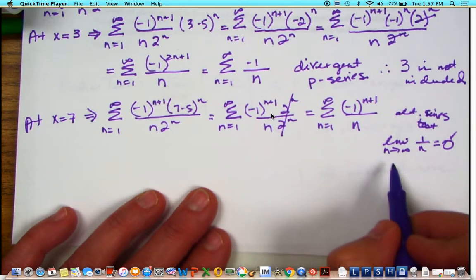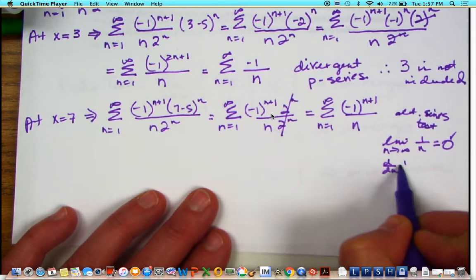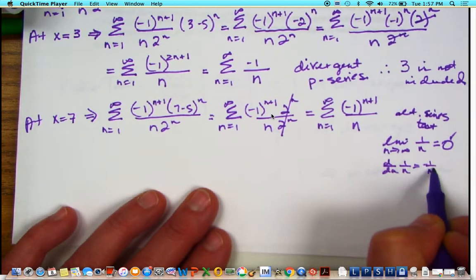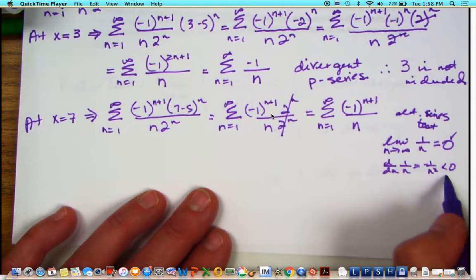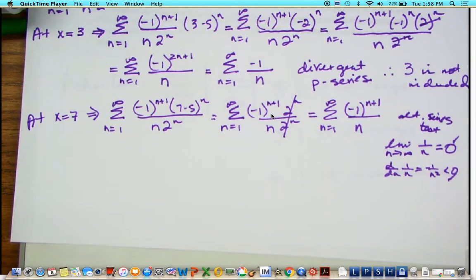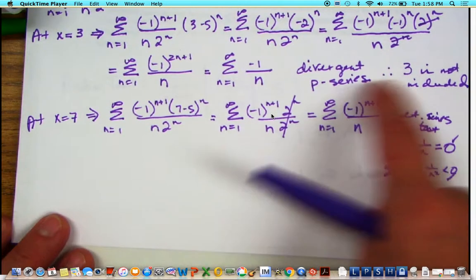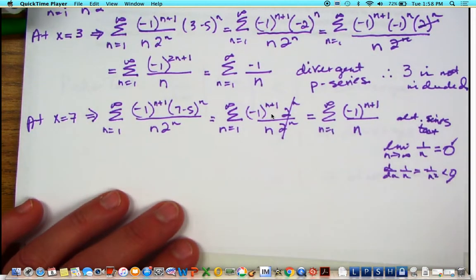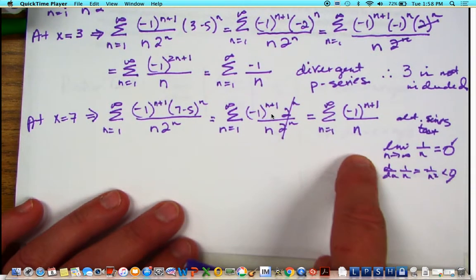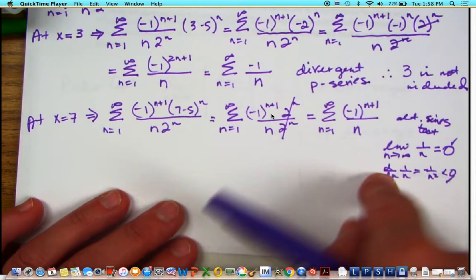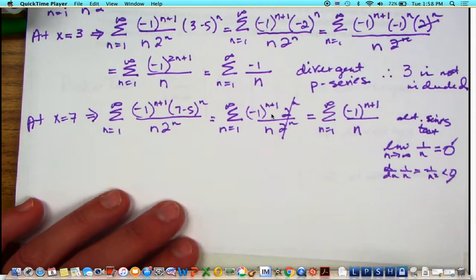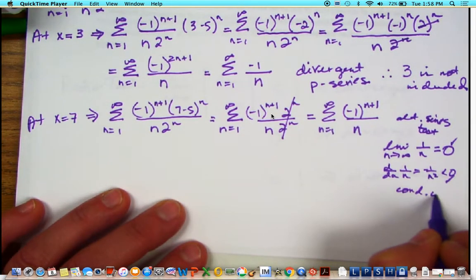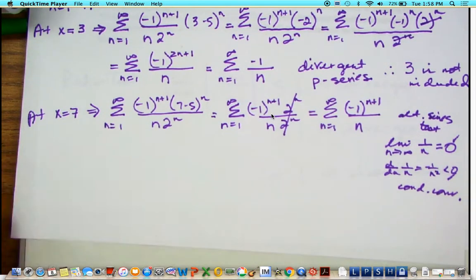Check. And then it asks to make sure that it's decreasing. Well, the derivative of 1 over n is negative 1 over n squared, which is always less than 0, so check. So this is a convergent series, and like Dalton pointed out, it's actually conditionally convergent because it's 1 over n if you left off the negative 1, right? So that conditionally converges.